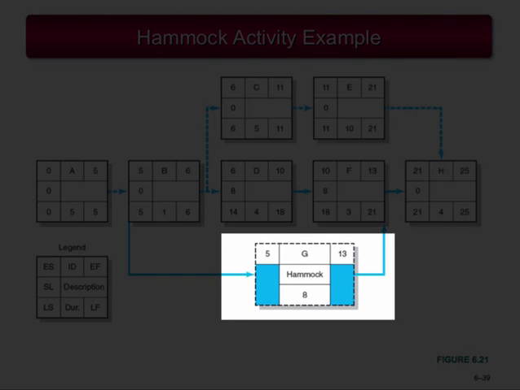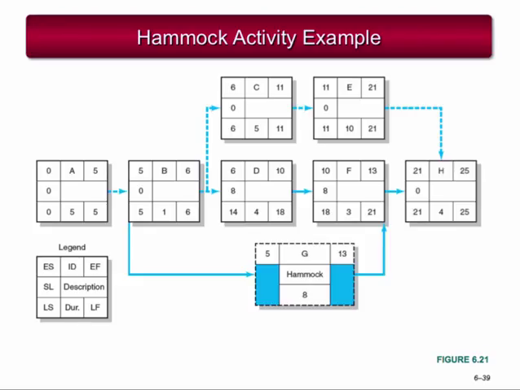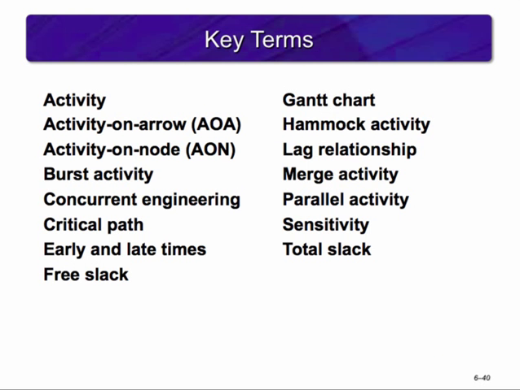Here's an example of a HAMMOCK activity. The duration for the HAMMOCK activity is derived from the early start of Activity B and the early finish of Activity F. That is, the difference between 13 and 5, or 8 time units. The HAMMOCK duration will change if any early start or early finish in the chain sequence changes.